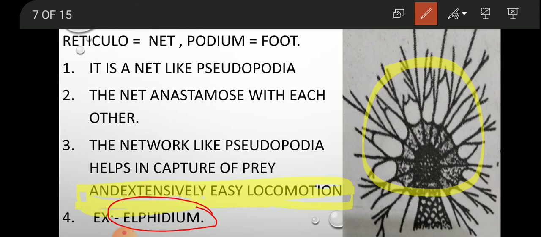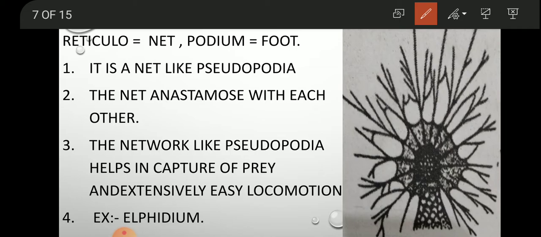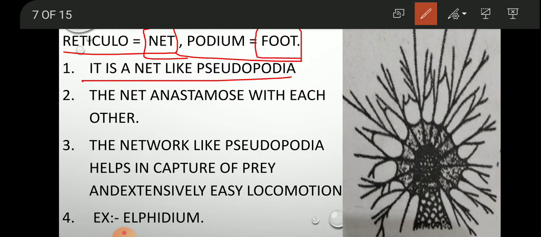Example is Elphidium. We have studied Elphidium in the lecture 1 of protozoa. Okay, you can watch it from there if you need. So an overall brief view of this: reticulopodia, reticulo means net and podium means foot. It is a net like pseudopodia. Here you can see it forms net like structure. The net anastomose with each other means they are linking with each other.